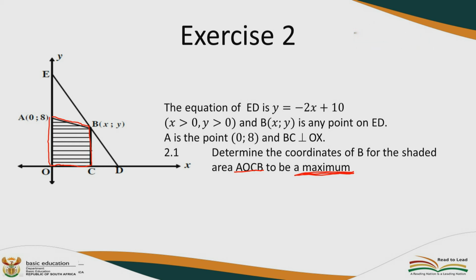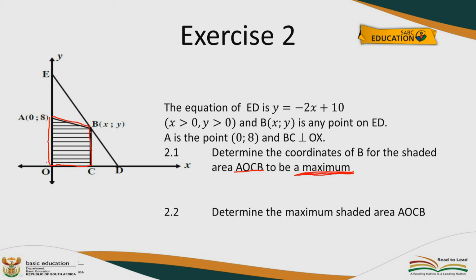Once you identify that it is a trapezium, you can recall how to calculate its area, which is half the sum of parallel lines times the perpendicular height. So clearly you will need to know the length of these parallel lines, and also the length of the perpendicular height, and then you can find the expression for this trapezium. In the second question, they ask you to determine the maximum shaded area. You can see that this shaded area is a function of x.